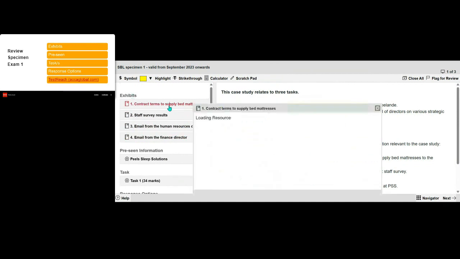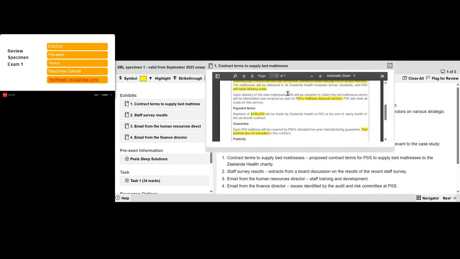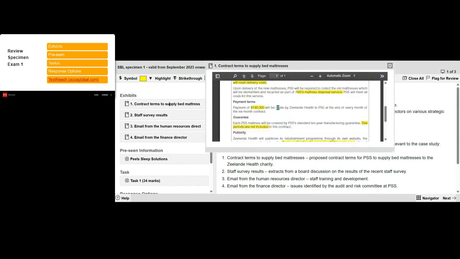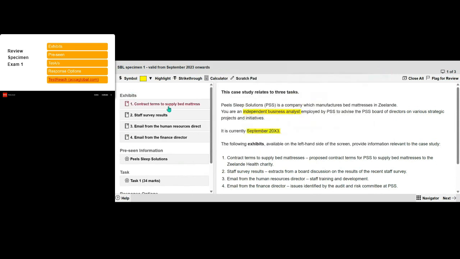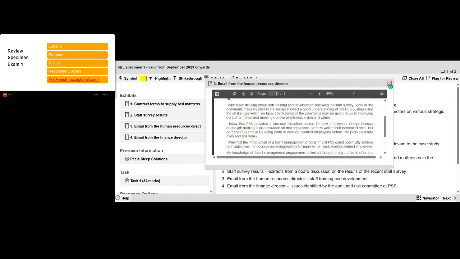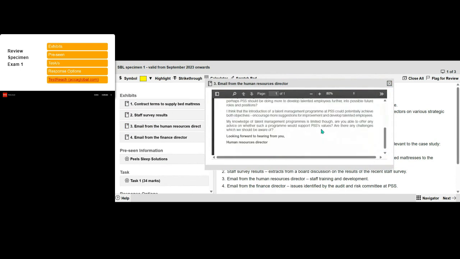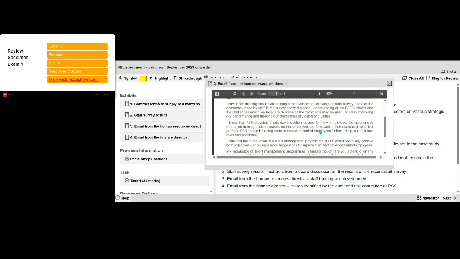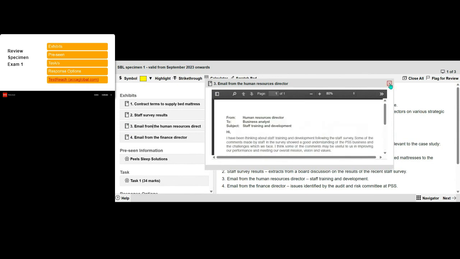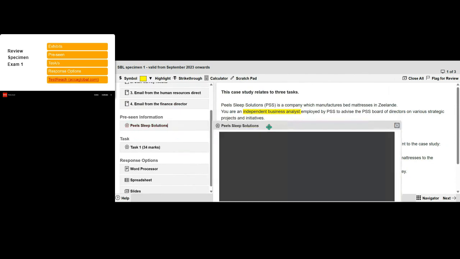And just to give you an idea what the exhibits look like, in this one, the exhibit is a contract. It's about a contract with a potential customer. Okay, and here is an email from the Human Resources Director. So an exhibit could take all sorts of forms, but notice that these are short exhibits. And the reasons for that, well, we've already discussed. Okay, so the exhibits on the left, we have access to the pre-seen.